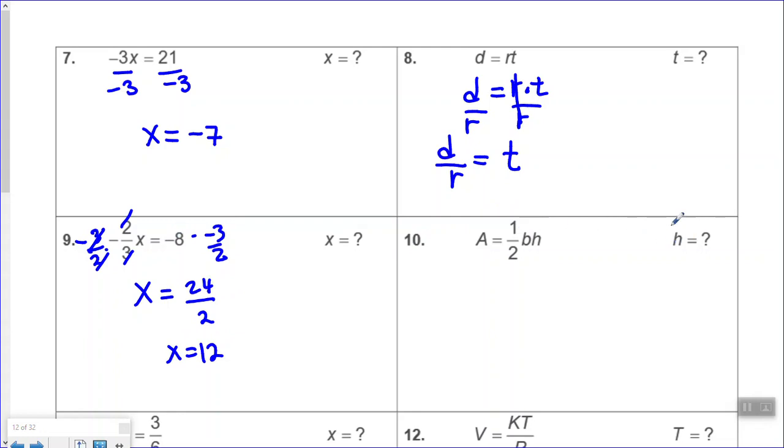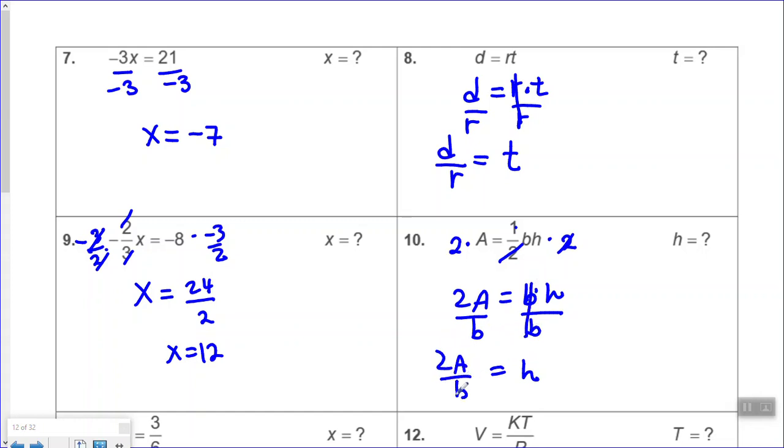Here you want to separate h, right? So you want to get rid of the fraction. Let's first multiply both sides by 2. This will cancel, and you have 2a equals bh. We still have b, so divide both sides by b. h is equal to 2a over b.